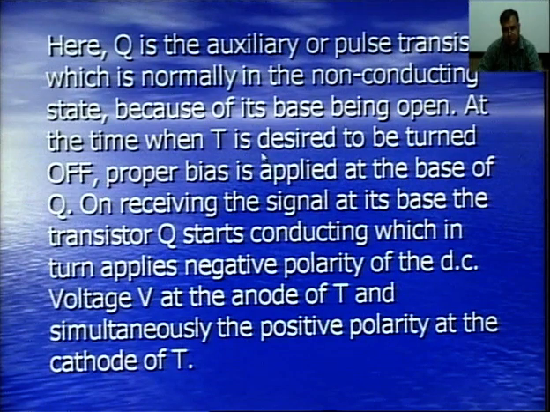When the thyristor T is desired to be turned off, proper bias is applied at the base of the transistor Q. On receiving the signal at its base, the transistor Q starts conducting, which in turn applies the negative polarity of the DC voltage V at the anode of T, and simultaneously the positive polarity at the cathode of the T.